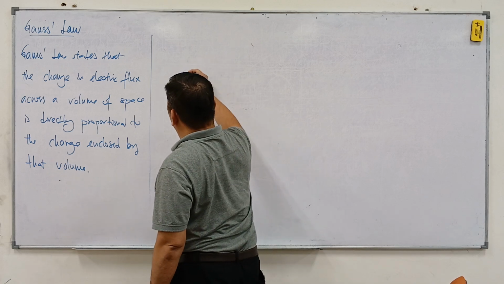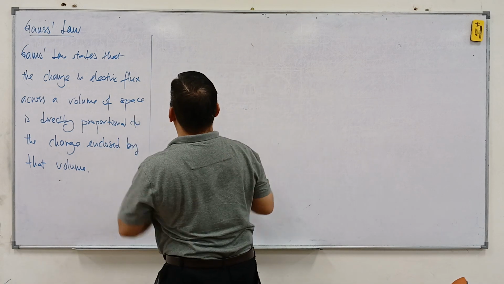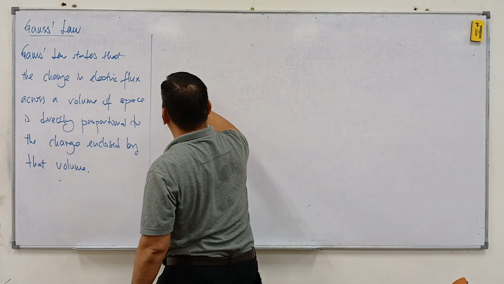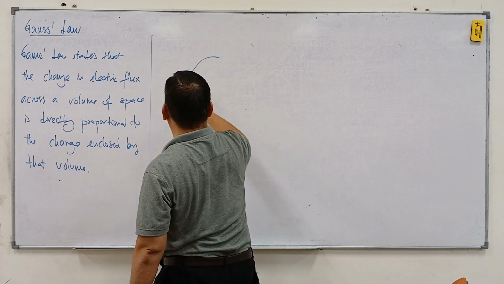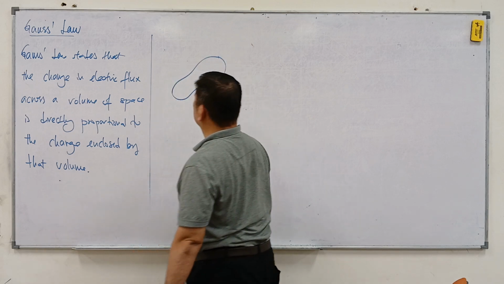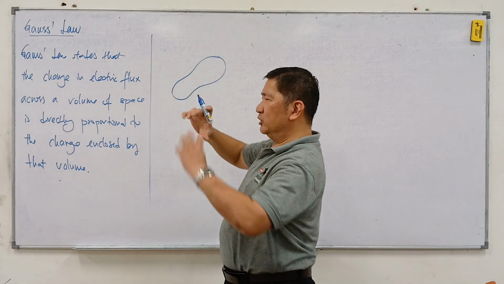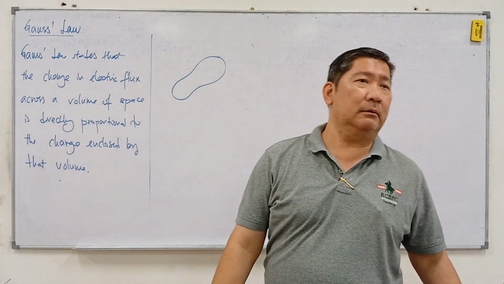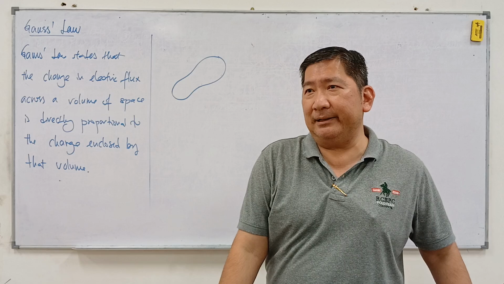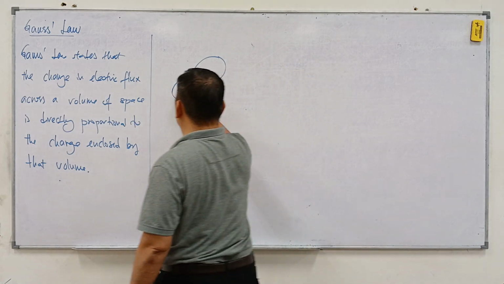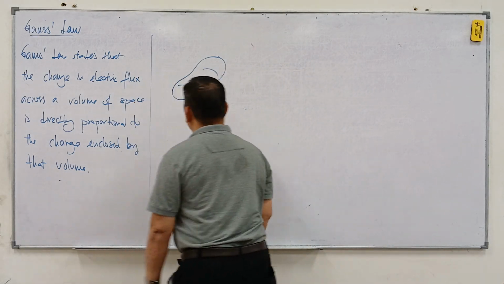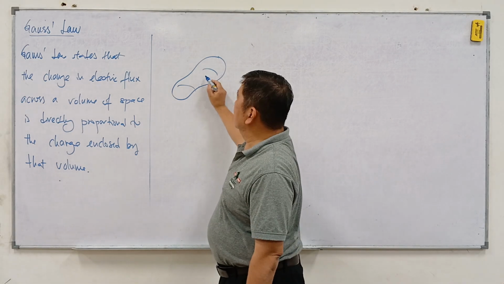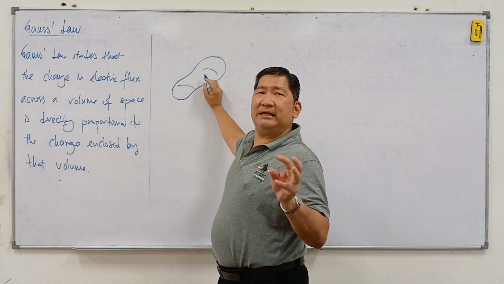Okay, first we have a volume of space. Let's choose a peanut shape. Imagine this is a three-dimensional shape. When you spin it around, it becomes a cempedak, right? Okay, it's a cempedak shape. Three-dimensional cempedak. Now inside there is something hidden.